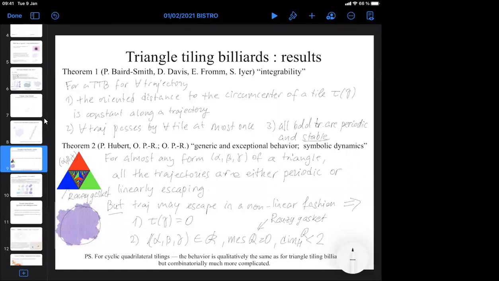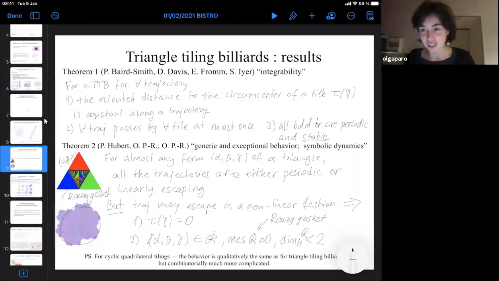Yes. So in the nonlinear escape, is it fair to say that your distance is at least square root of n from the origin after n steps? Yes, almost always yes, but not completely always. So indeed, yes, one of the explanations is that the periodic trajectories that approach the escaping trajectories have to pass by all the tiles inside. So their length is more or less defining the measure of the set they cover. But some trajectories can escape in a very, very complicated way.